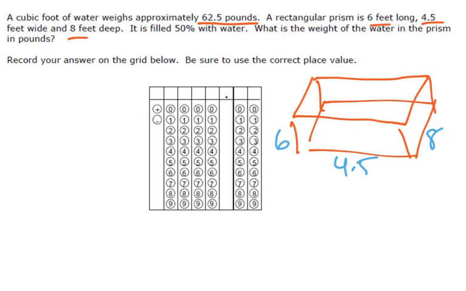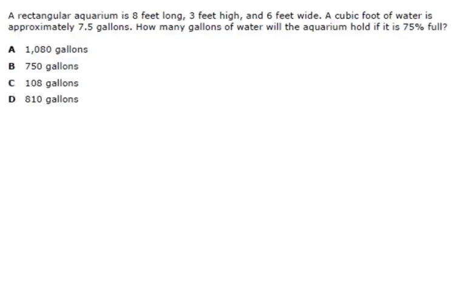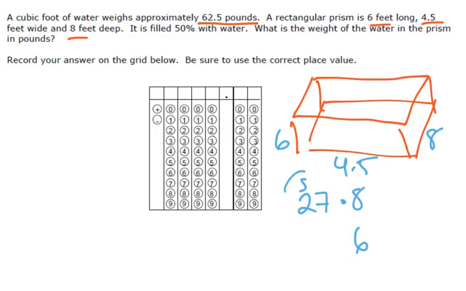All right, 6 times 4.5 is going to be 27 times 8. 8 times 7 is 56. Whoa, 56. 8 times 2 is 8 and 8 is 16, plus 5 is 21. So we have 216 cubic feet, or feet cubed.